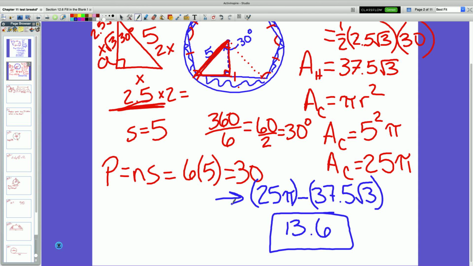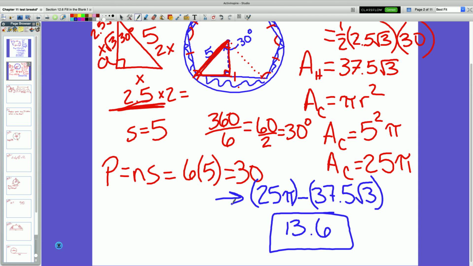Alrighty? So that is 1 through 8 is kind of like that. You'll have some with parts of it filled in. You'll have some that are all filled in. You just really, really need to make sure that you have your area formulas filled out on your study guide.